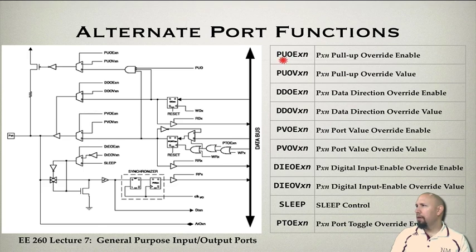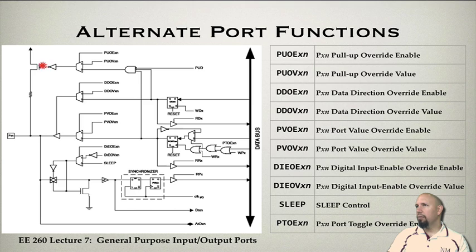So: pull up override enable for pin and port X, pin in. Pull up override value, so there's the enable, and then there's the value. Data direction override enable. Data direction override value. Port value override enable. Port value override value. Digital input enable override enable. Digital input enable override value. Sleep control, and port toggle override enable.